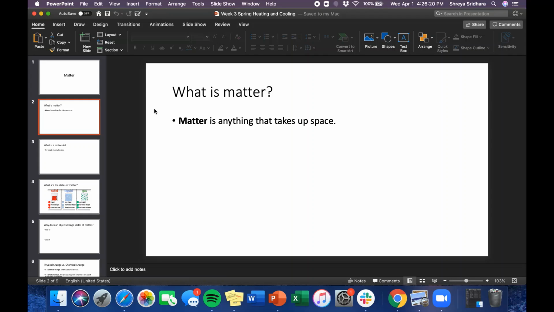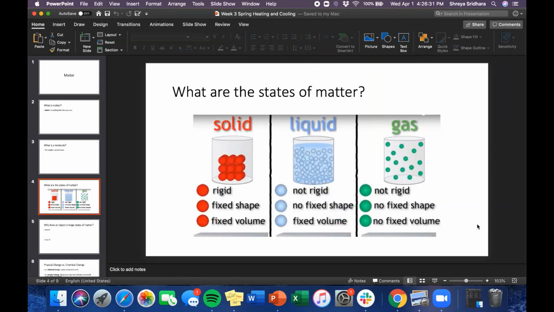So the way I first describe it is I say, what's a molecule? And I explain it's the smallest unit of matter. It's like the smallest tiny piece that matter can be. And then I show them this picture, which helps them understand it a little bit more. So I say in solids, the molecules are all super close together. In liquids, they're spread out a little more. And in gases, they're spread out even more.